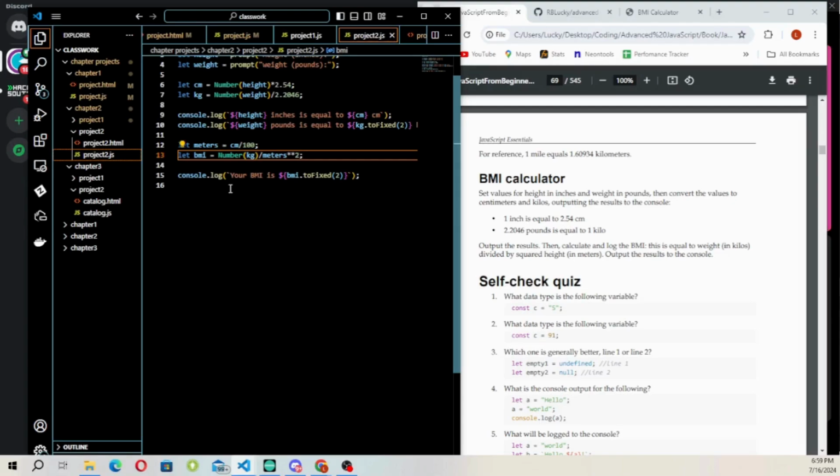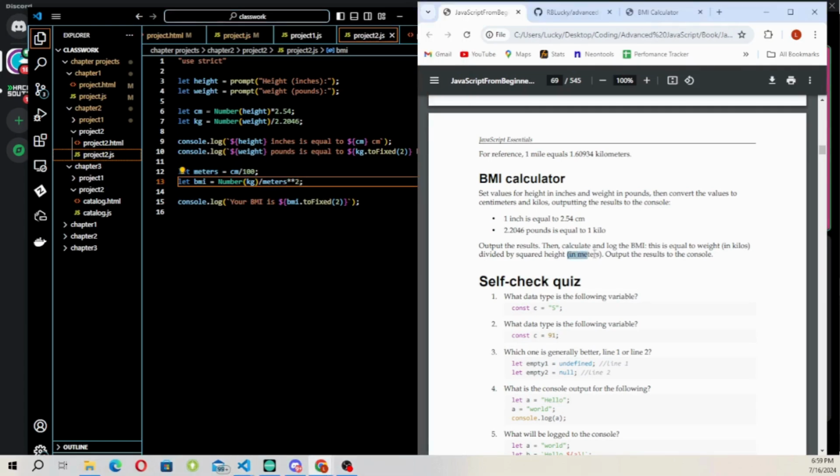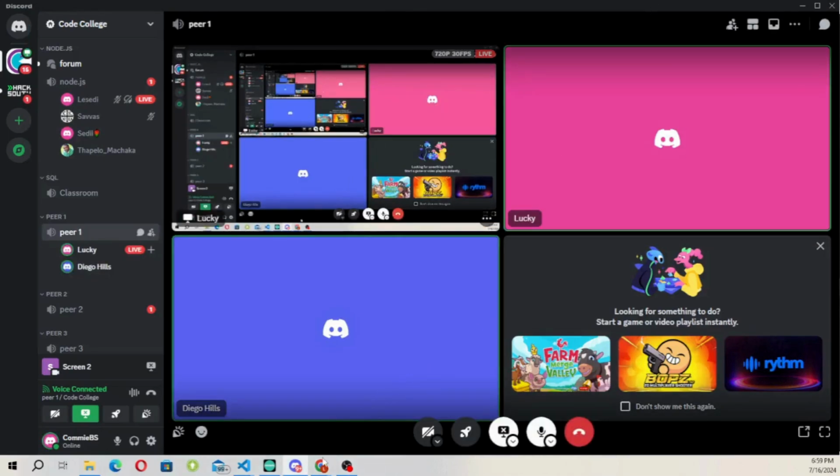If you look at the height, we first get the height in inches, then we convert it to centimeters, and then we convert the centimeters to meters, and then we calculate using meters, because the equation wants meters, not centimeters.